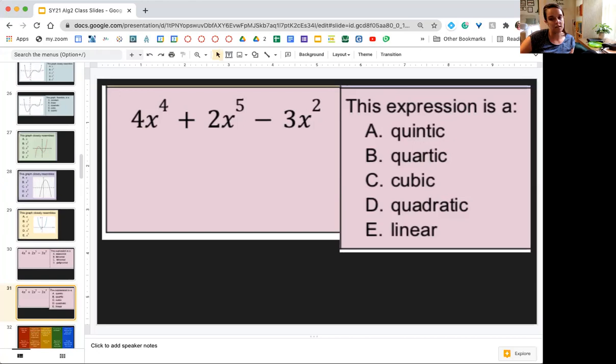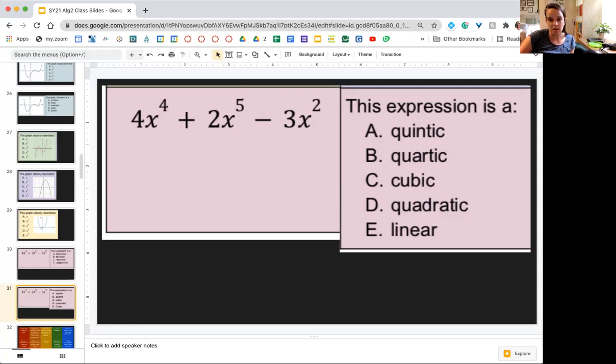That is the correct answer. It's because if you look at the exponents, the biggest one is x to the 5th power, and that's quintic. Yeah, absolutely. Just like quintuplets, right? 5. Quintuplets is 5 babies born at the same time. So quintuplets or quintic is the expression title here.